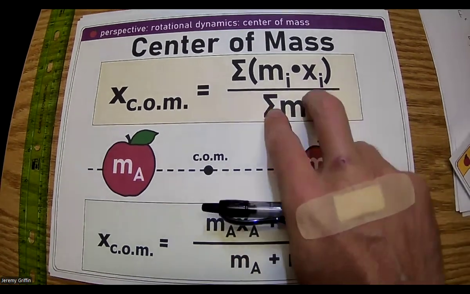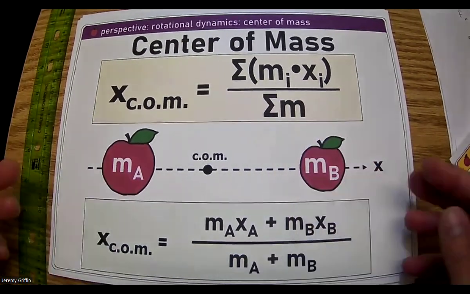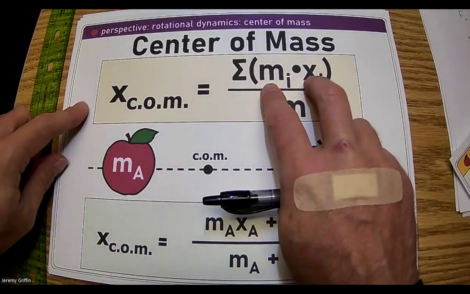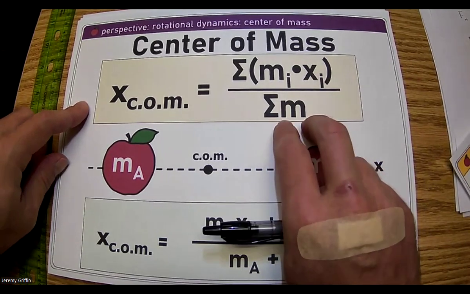But here's mathematically how you can get it. It's very simply a weighted average. You guys see, it's just a weighted average. So this is the sum of mass times position, all divided by the sum of the mass.